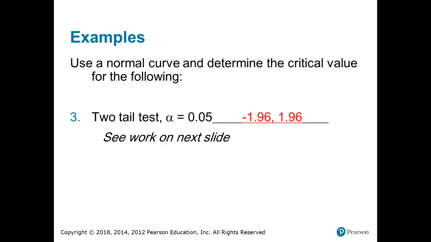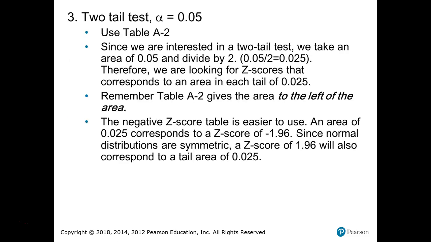Final example, use a normal curve and determine the critical value for the following. Now we're doing a two-tail test. Alpha is equal to 0.05. So since we are doing a two-tail test, we know that the overall area of the two tails is going to be equal to 0.05. So that would mean that each of the tails, the left and the right tail, is going to be half of 0.05 or 0.025. Therefore, we are looking for z-scores that correspond to an area in each tail of 0.025.